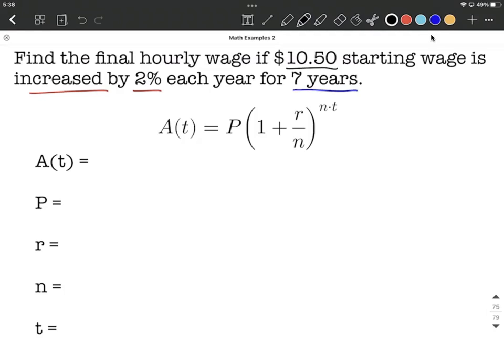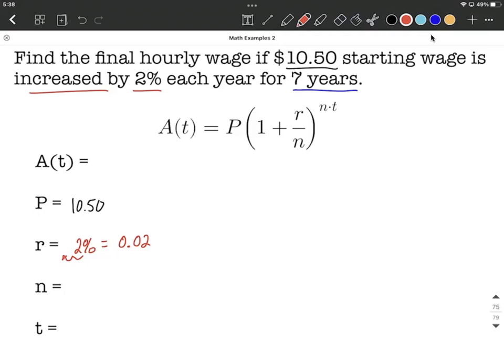It's the starting amount. So in our case, we're told that the starting hourly wage is $10.50. And we're also told the rate is increasing by 2% each year. So 2% each year is going to be positive 2%. To fill in this formula, we want to rewrite that as a decimal. Currently the decimal place is after the 2. We're going to move that 2 decimal places to the left. As we skip over that spot, we're going to put a 0 as a placeholder there. So 0.02 is equivalent to 2%, just written as a decimal.